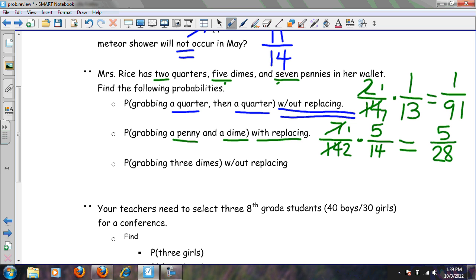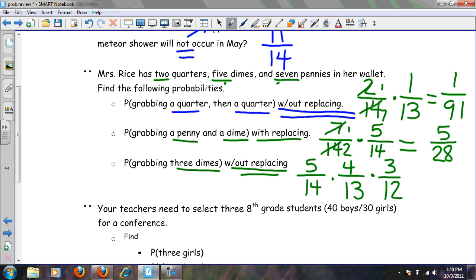This time I'm going to be grabbing 3 dimes without replacing. The chance I'm going to get a dime is 5 out of 14. The chance that I'm going to get a dime the second time, remember I didn't replace, so now I only have 4 dimes, and I have 13 coins. The chance that I'm going to get a dime the third time, I've already got 2 dimes, which means I have 3 dimes left out of 12. Let's do some simplifying. 3 and 12 would be 1/4, 2 sevenths.